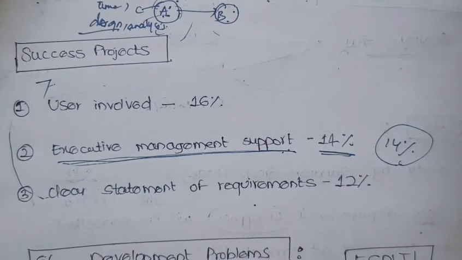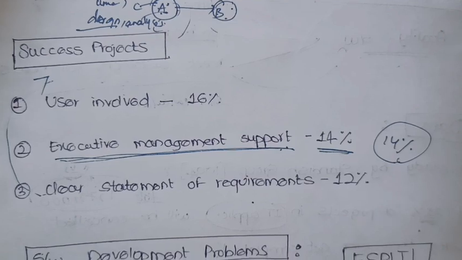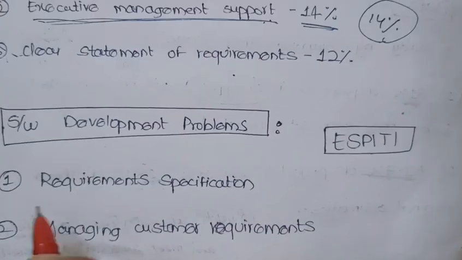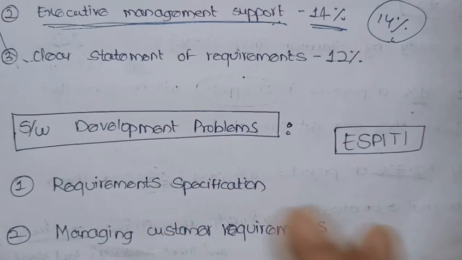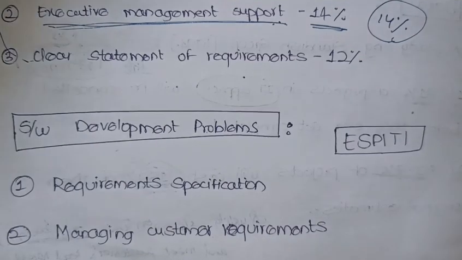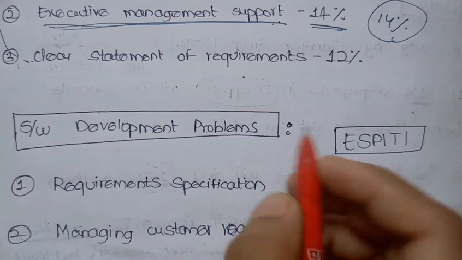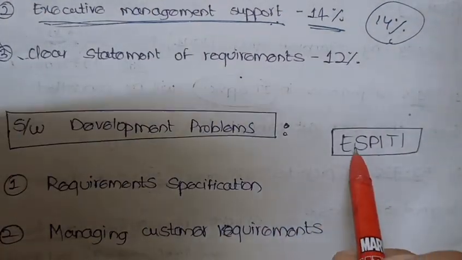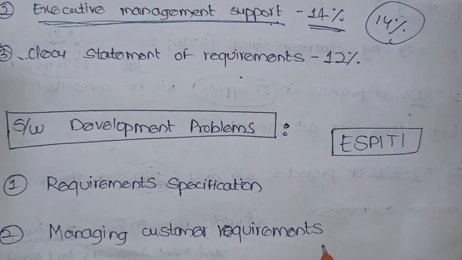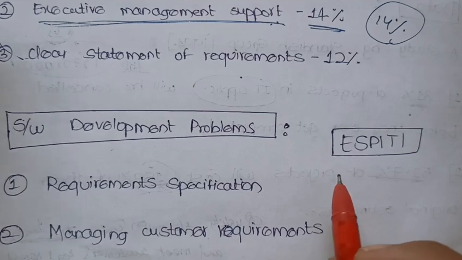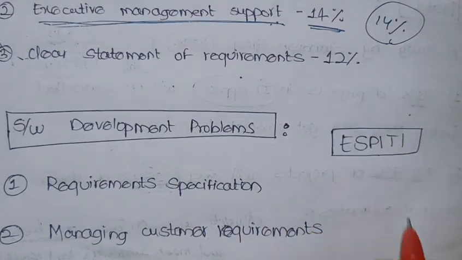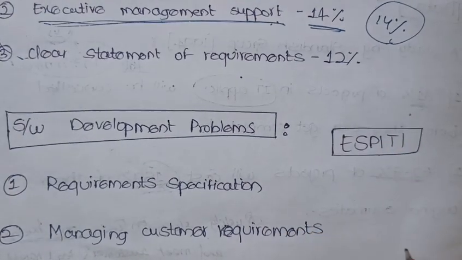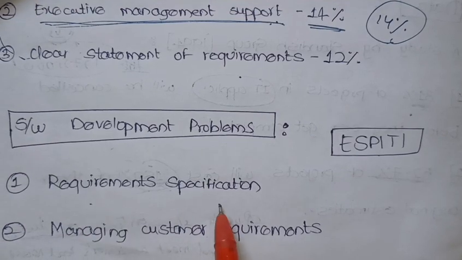So next we see what the main software development problems are. There are basically two software development problems. There are many major problems for software development, but these are the two main major problems which have been explicitly stated by SPT. What is SPT? SPT is basically the European Software Project Improvement Training Initiative. They have conducted a survey, and they have found two main problems of the software development phases, and these are requirement specification.